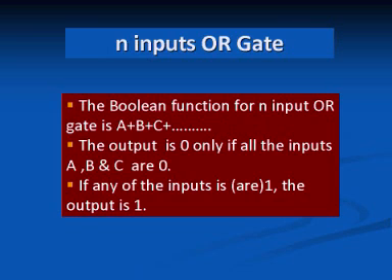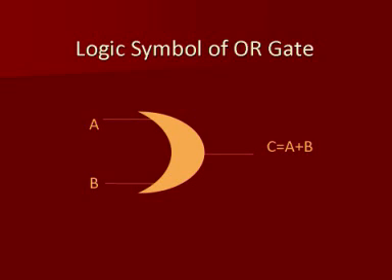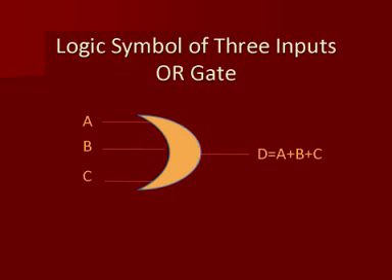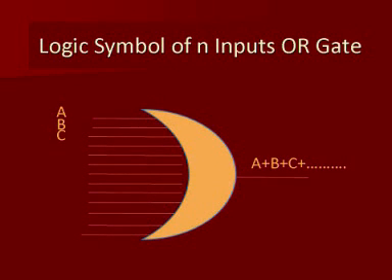Likewise, the idea can be extended to n inputs, with the Boolean function being A plus B plus C plus and so on, and the output being 0 only if all the inputs A, B and C are 0. If any of the inputs is 1, the output will be 1. Now the logic symbol of the OR gate can be visualized as a V shape of the AND gate with its flat input end being somewhat concave. Similarly, we can have 3 and more input OR gates by joining additional inputs.